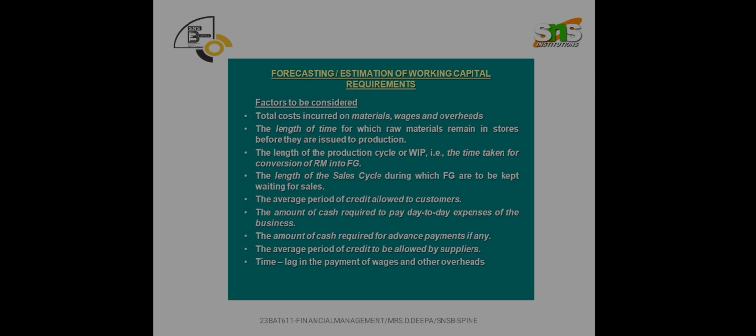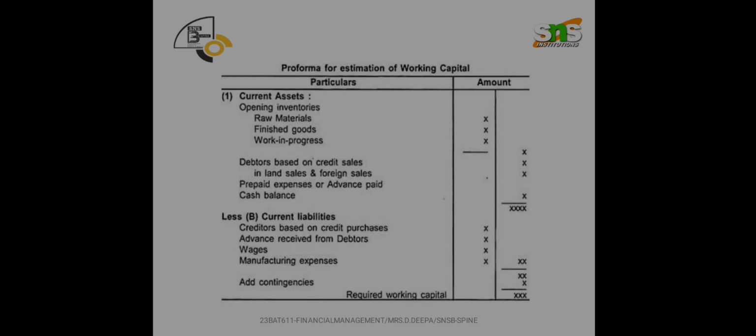Next is the amount of cash which is actually required to do the day-to-day business, all the petty cash. Next is advance payments. In some cases businesses also deal in advance payments, so that also comes into consideration. Next is the average credit period allowed by suppliers, within which we are in a position to make payment to the suppliers. So like this, there are several factors included in working capital.